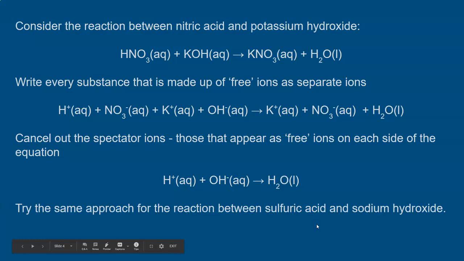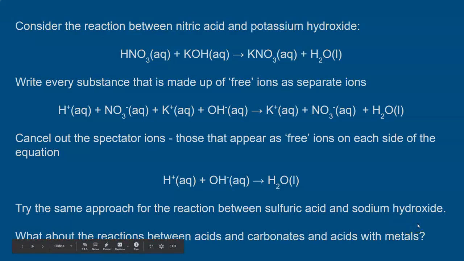Okay, if you try exactly the same approach for the reaction between sulfuric acid and sodium hydroxide, you will get exactly the same answer. Just need to be a little bit careful when you write the balanced symbol equation for that reaction. Remember, it's H2SO4 and sodium hydroxide NaOH, so you need two NaOHs. So you'll have two H+ in the sulfuric acid, but you'll also have two OH- from your two lots of sodium hydroxide.